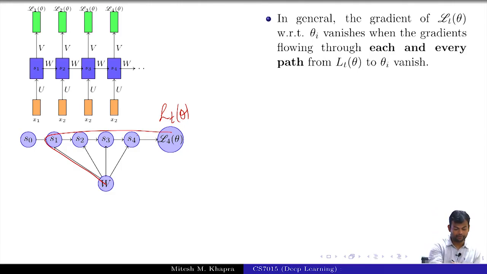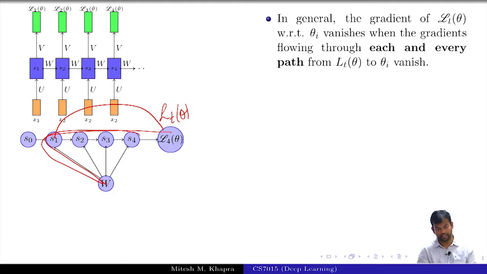So with respect to this particular path, that's the only path which leads to W through S1. If there were multiple paths, say one such direct path, if we had used some other kind of connection which gave us this direct path, then it would still have been fine. But there was only one path leading to W through S1, and if the gradient vanishes along that path, then the gradient will vanish. If there are multiple paths, then only if the gradient vanishes across all the paths would the gradient vanish.